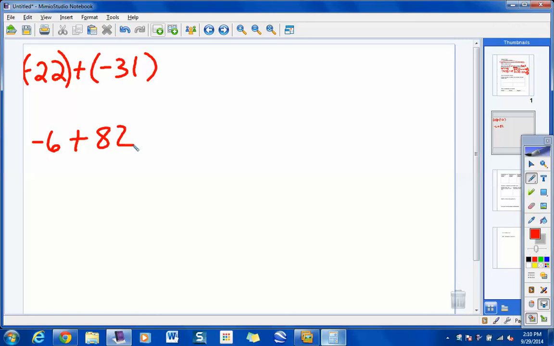Can't see it. Okay, just wait. Negative 22. Negative. First question, signs same or different? Same. Take the values. Am I adding or subtracting? Adding. What's 22 plus 31? 53. Which sign should I choose to keep? Negative. Awesome.